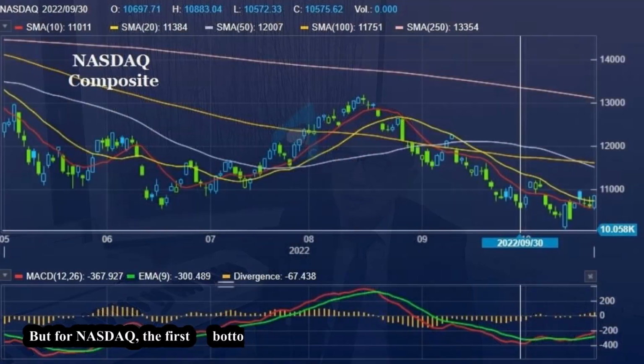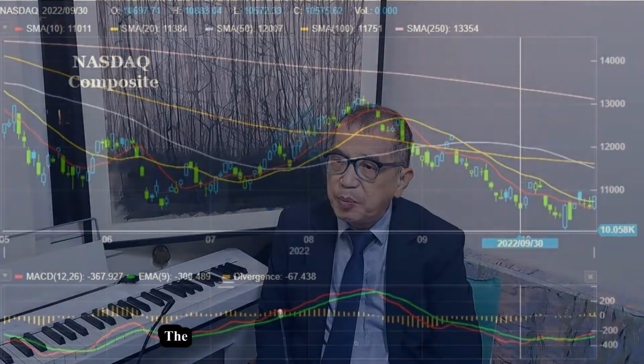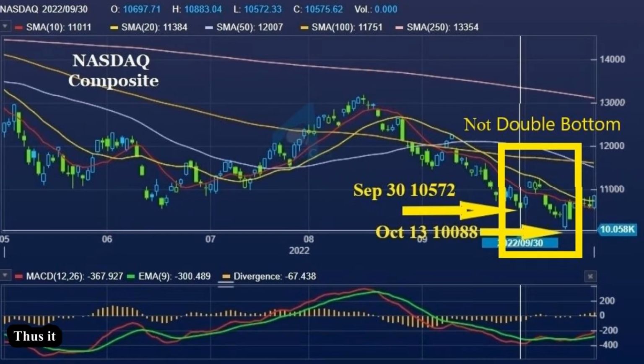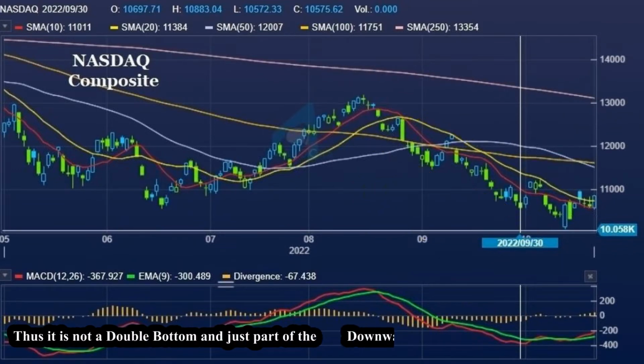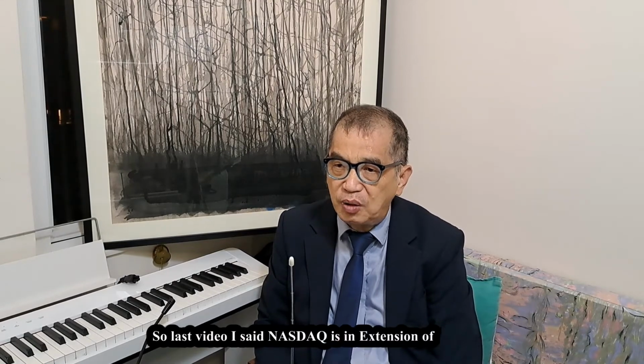But for Nasdaq, the first bottom is at 10572 on September 30th, which matches with the low of June 16th at 10565. The second bottom is much lower, at 10088 on October 13th. Thus, it is not a double bottom and is just part of the downward channel, which denotes it is still falling. So in the last video I said Nasdaq is in extension of wave 5.